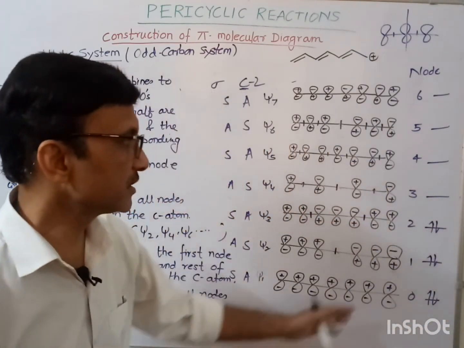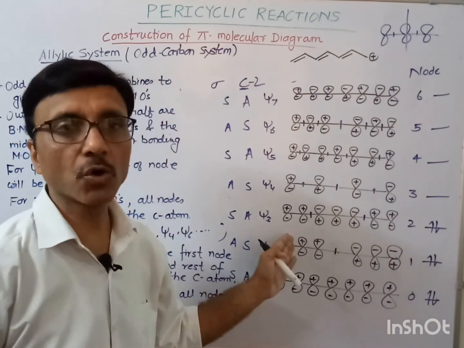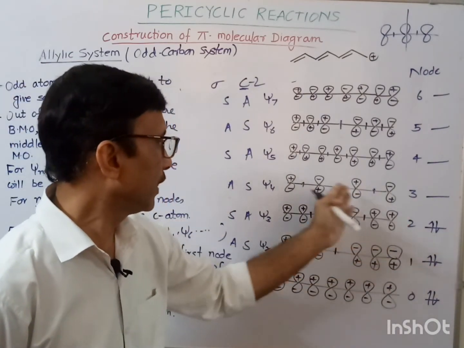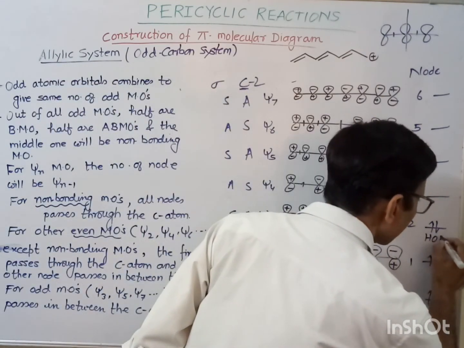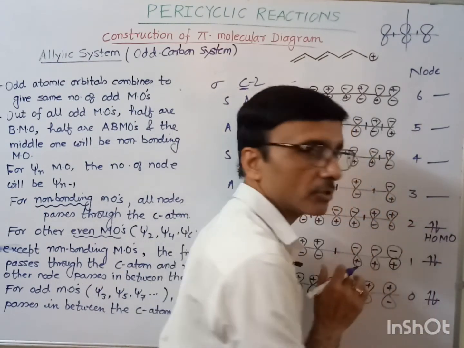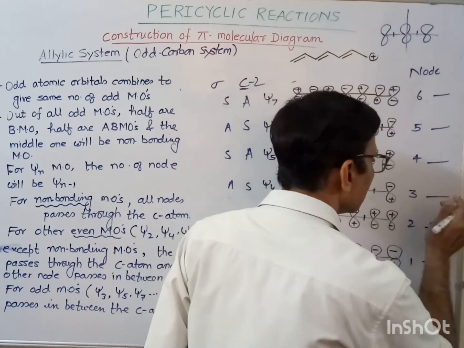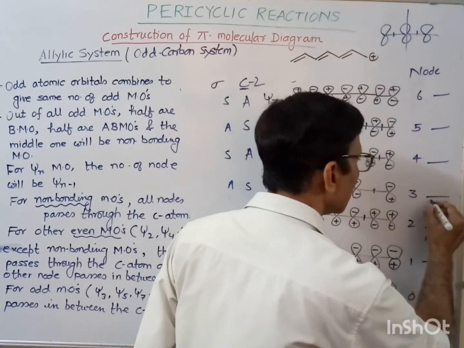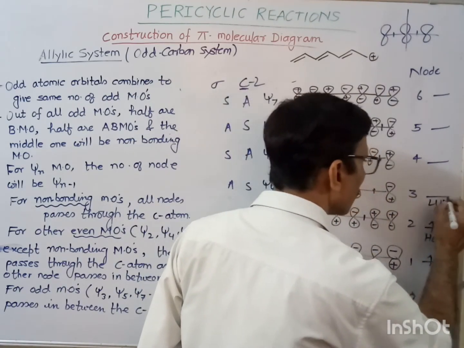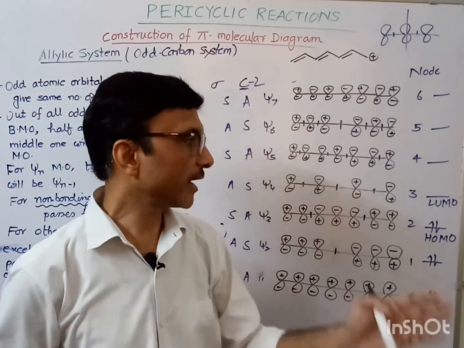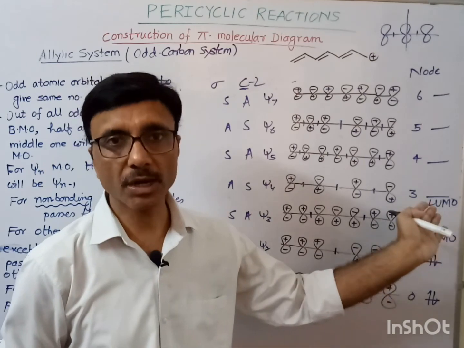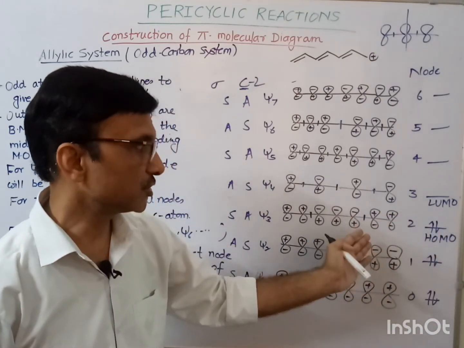So the HOMO here is psi 3. Psi 3 is the HOMO and psi 4 is the LUMO. So this would be the HOMO, highest occupied molecular orbital, and psi 4 would be the LUMO, lowest unoccupied molecular orbital. In the same way, we can write the HOMO or LUMO for the other odd carbon systems.